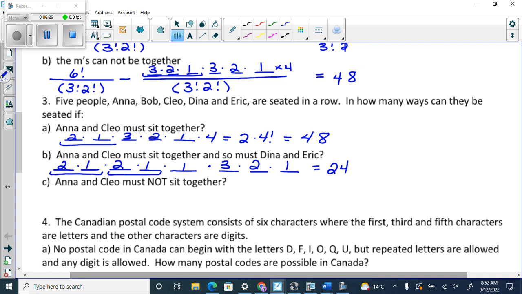And then Anna and Cleo must not sit together. So 5 factorial, total, no restrictions, minus Anna and Cleo sitting together, which we already know is 48. And what do we get for an answer? 72. Voila.